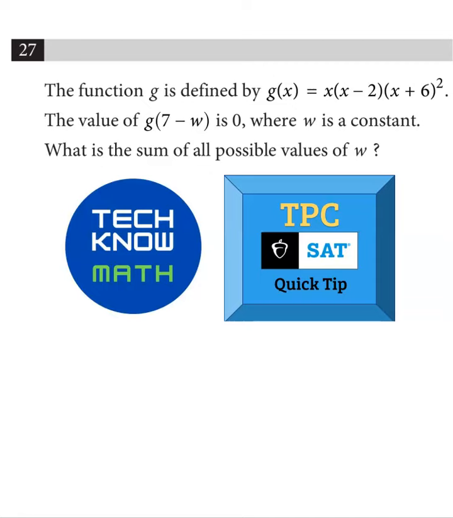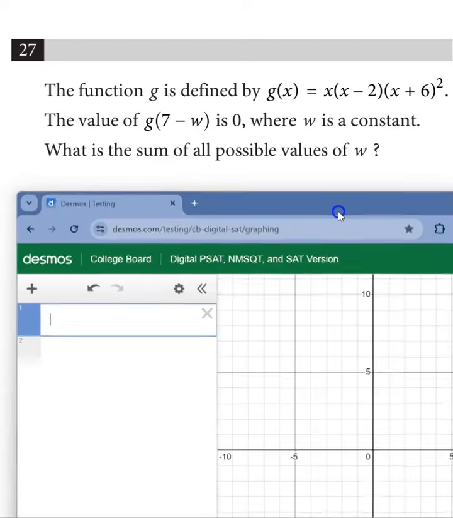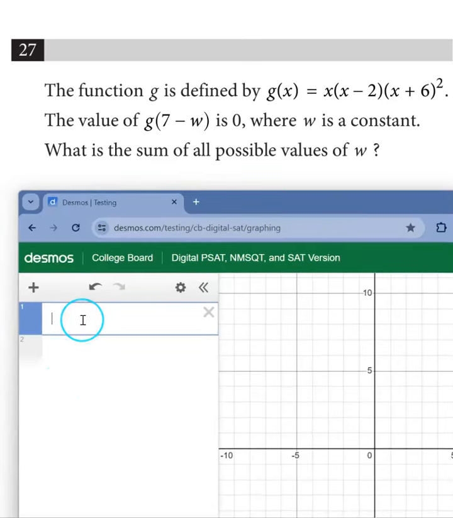This is TPC SAT Quick Tip number 32. We're in Practice Test 5, Module 1, Item 27. So we're given a function g of x, and we're looking for a value of g of 7 minus w so that it comes out to be 0, where w is a constant.